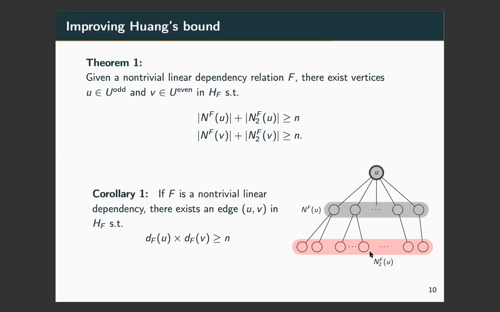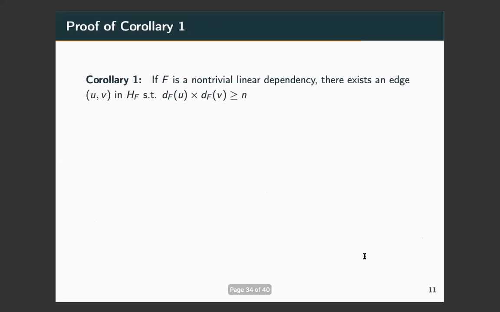As a corollary, we get that if F is a non-trivial linear dependency, then there exists an edge uv in the subgraph H_F such that the degree of u times the degree of v is at least n. Now we will look at a proof of this corollary.